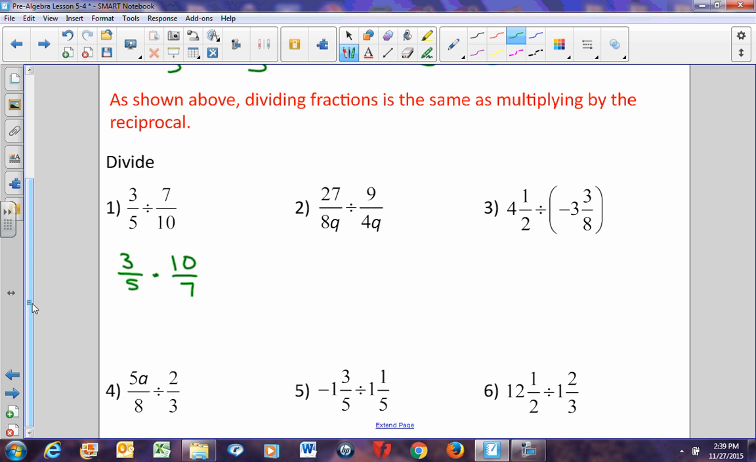So you now have 3/5 times 10/7. Now we multiply like normal, just like we were doing just a few minutes ago. 5 goes into itself once, and it goes into 10 twice. So this becomes 6/7.